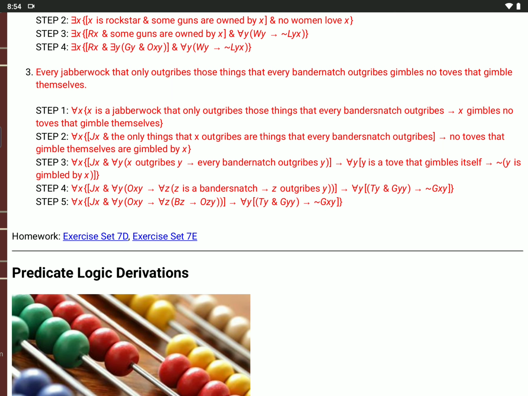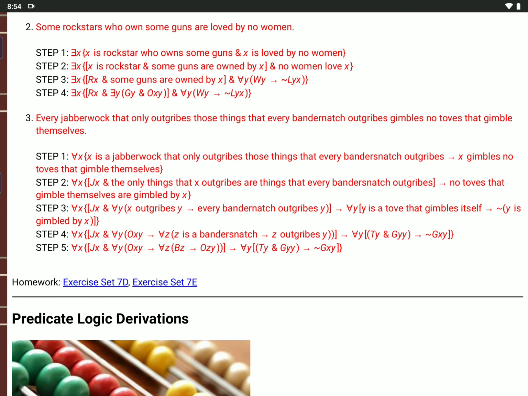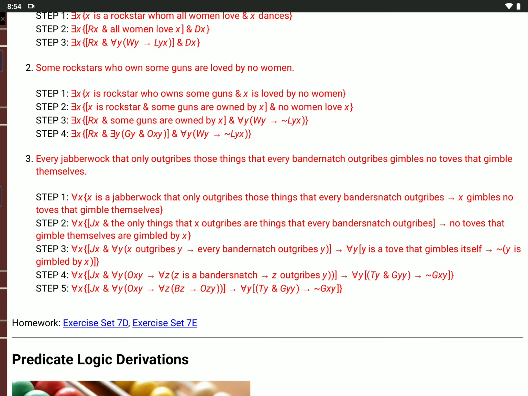You put the pieces together, you get that last thing at step 5 there. For every value of X, if JX, so J is X is a Jabberwock, and for all Y, if OXY, then every Bandersnatch outgribes Y: for all Z, if Z is a Bandersnatch, OZY. Then for all Y, if TY and GYY, then not GXY. I wouldn't expect you to be able to do something that complicated on the exam, but it shows you that if you break things down into steps, even something that seems almost impossible like that is doable.